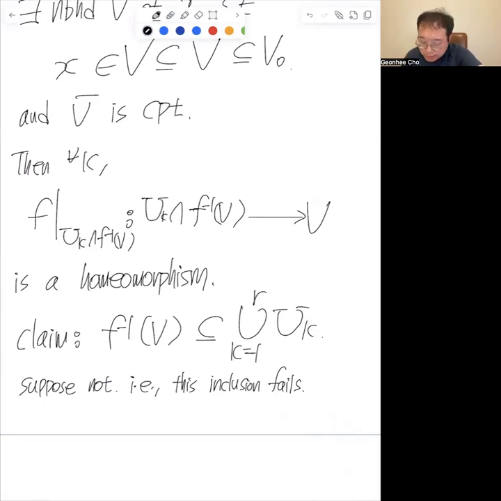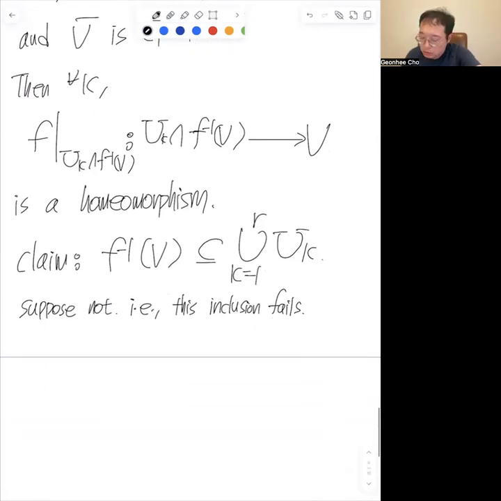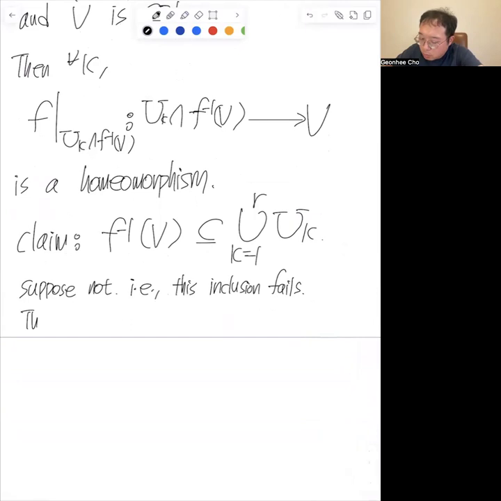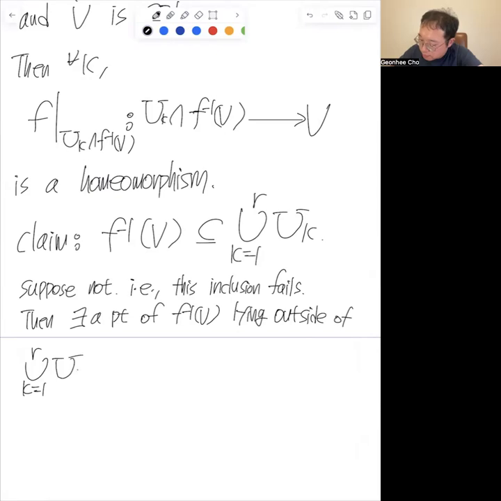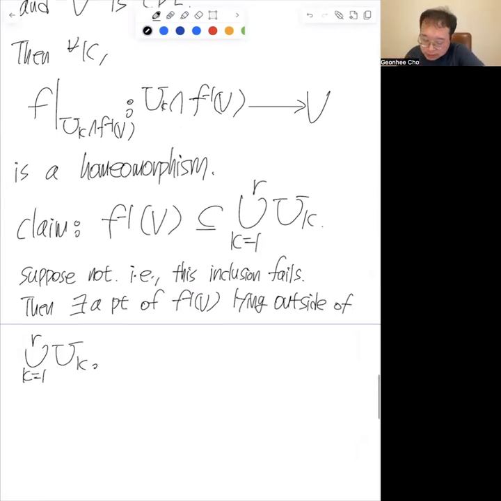That's awesome. Then we can choose one point. We can choose a point of F inverse of B lying outside of this union. This is guaranteed. So in order to control this point, let's just take a sequence.